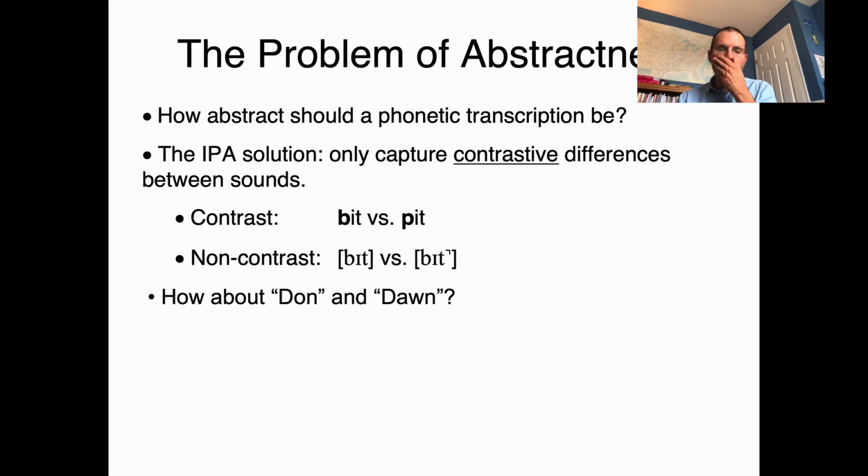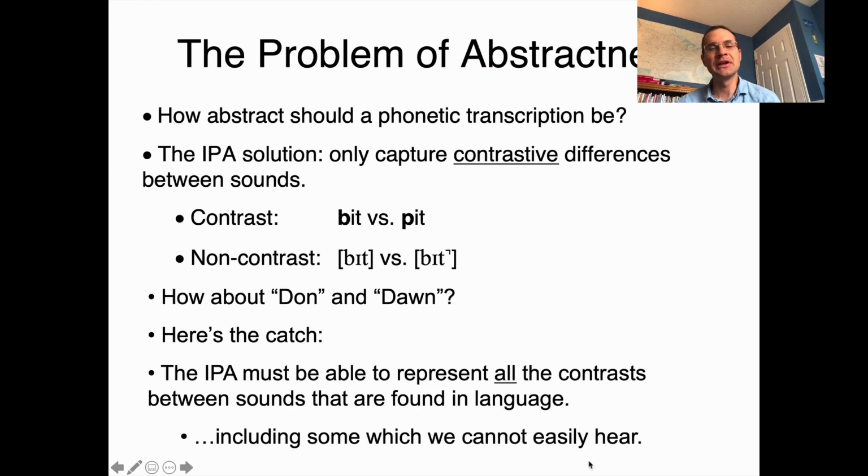But there are subtle distinctions between these two, which may not make a difference to you, but they might make a difference to somebody else. They might make a meaningful difference to somebody else. And as long as there's somebody else out there who can hear a distinction there, it's our job to be able to represent that. So the IPA has to represent all the contrast between sounds that are found in language, including some that we cannot easily hear.